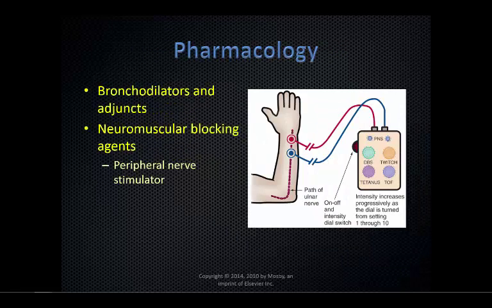So some of the pharmacological agents that are used for patients who are intubated are bronchodilators and bronchodilator adjuncts, as well as neuromuscular blocking agents. When we give neuromuscular blocking agents, we will also be performing peripheral nerve stimulation tests to ensure that the patient is properly paralyzed.